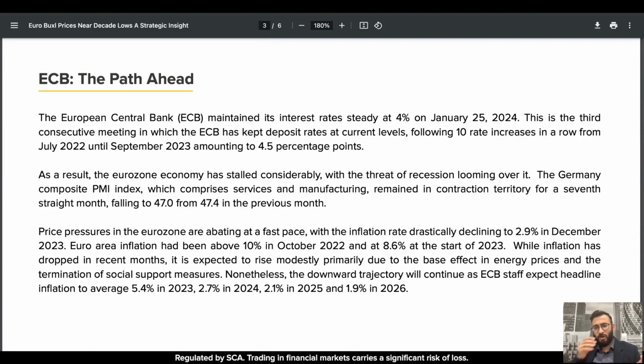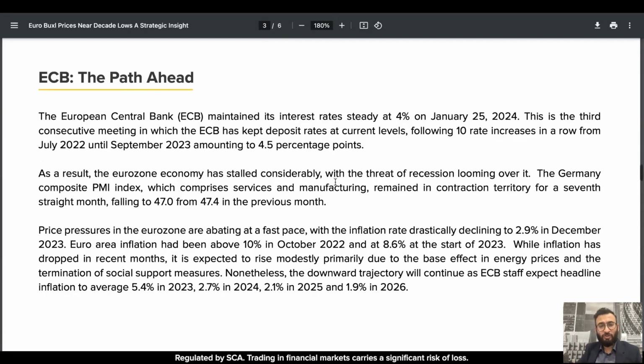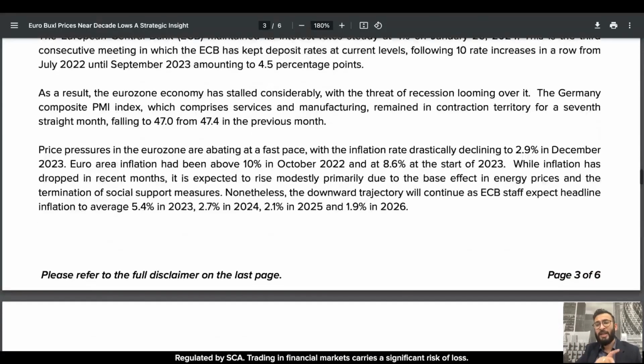Now the Eurozone economy has stalled. There is a threat of recession looming over it. German manufacturing has come down. It has contracted for the 7th straight month. The price pressures in the Eurozone are abating at a faster pace. The inflation rate has declined to 2.9%. The Euro area inflation had been above 10% in October 2022. It was at 8.6% in 2023. So inflation has dropped in the last few months.